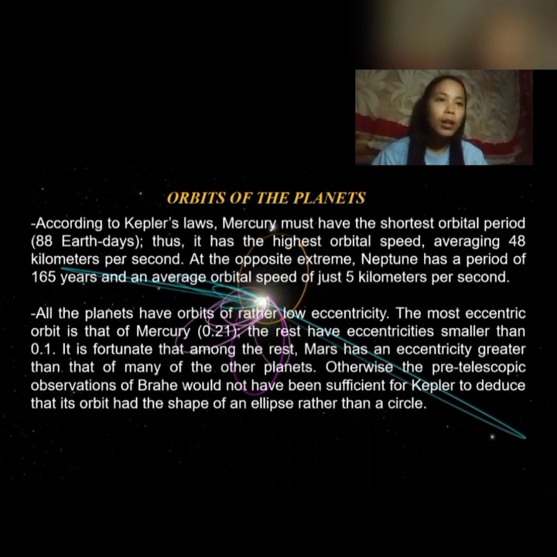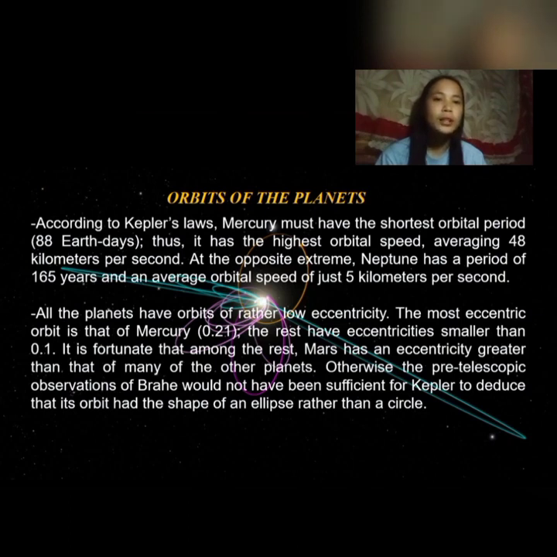According to Kepler's laws, Mercury must have the shortest orbital period, 88 Earth days. Thus, it has the highest orbital speed, averaging 48 kilometers per second. At the opposite extreme, Neptune has a period of 165 years and an average orbital speed of just 5 kilometers per second. All the planets have orbits of rather low eccentricity. The most eccentric orbit is that of Mercury, about 0.21. The rest have eccentricities smaller than 0.1.